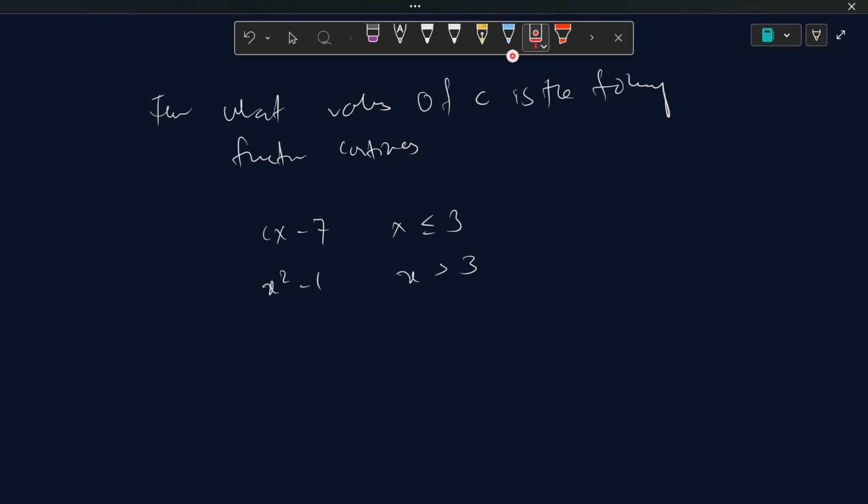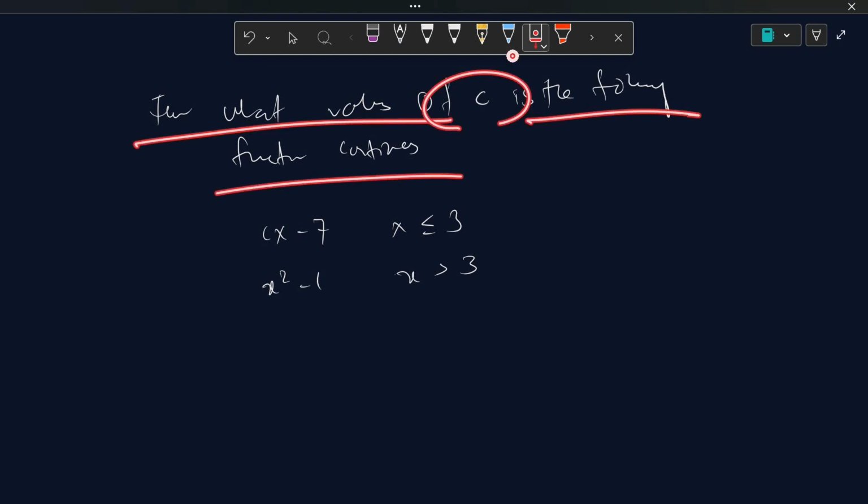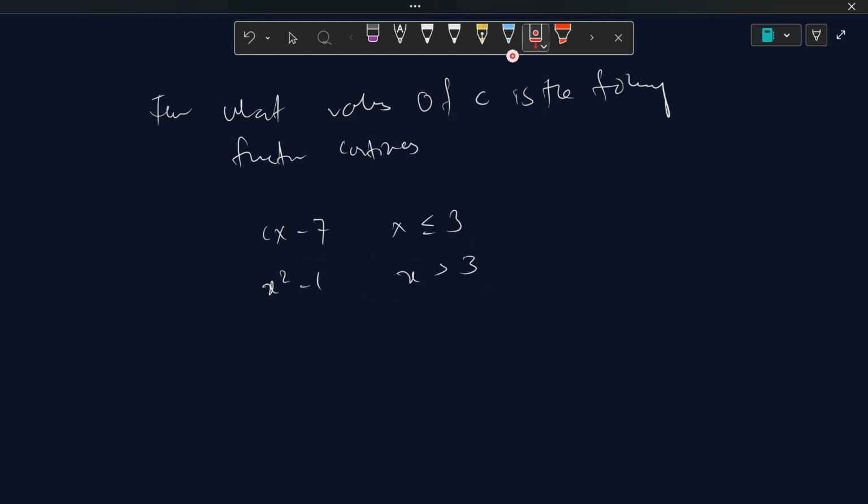Alright, so now moving on to this last question over here. For what values of c is the following function continuous? So we have to figure out the values of c for which this given function is a continuous function. How can we figure that out?